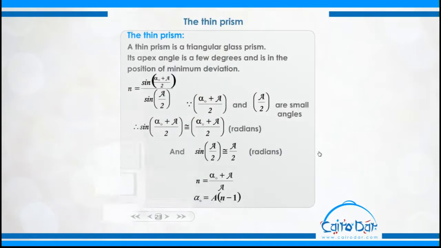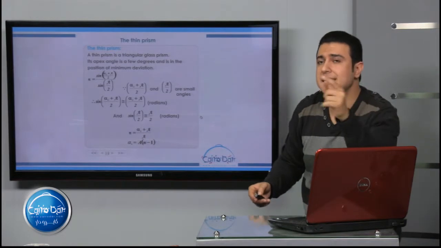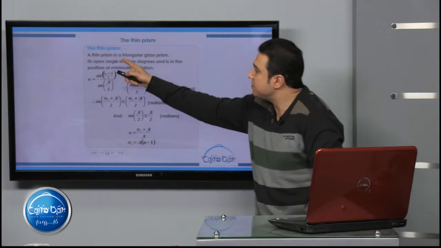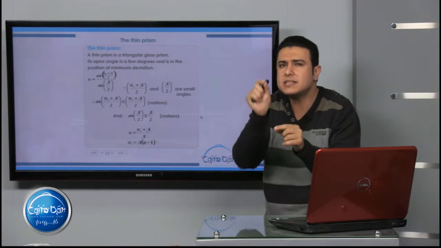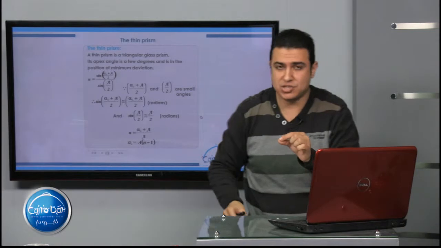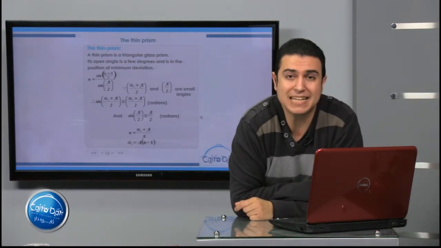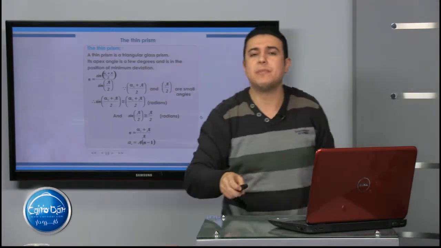Let's move to another topic, which is the thin prism. What's meant by the thin prism? The thin prism is a triangular glass prism, but it has only one difference, which is that it has very small angles, a small refractive angle. Its apex angle is a few degrees, not exceeding 10 degrees maximum, and it is at the position of minimum deviation.